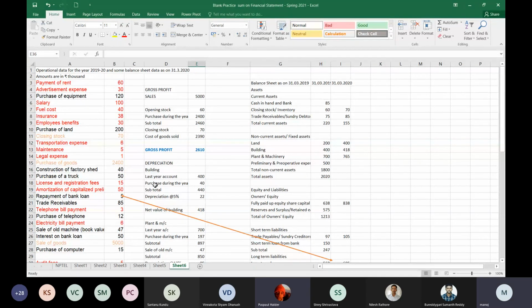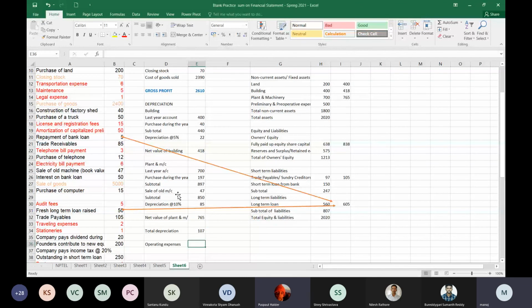Okay, yeah, very right. I kept it. This is preliminary pre-operative expenses that we discussed yesterday.